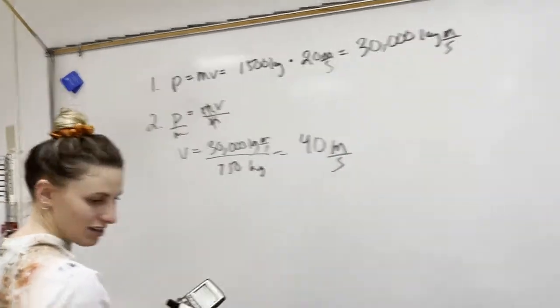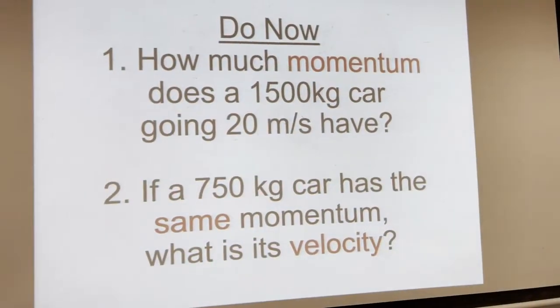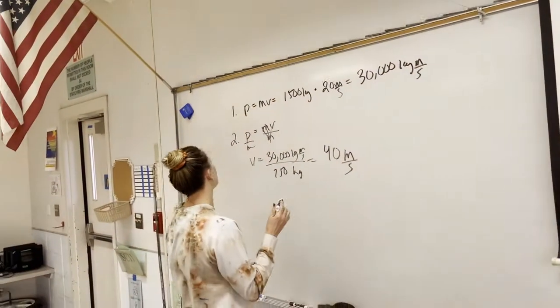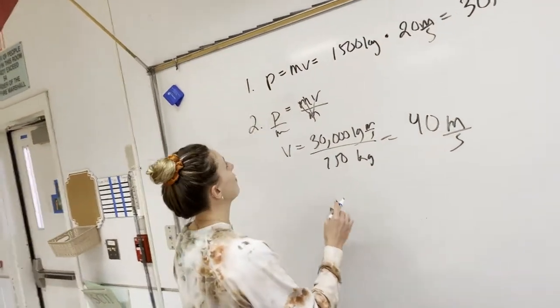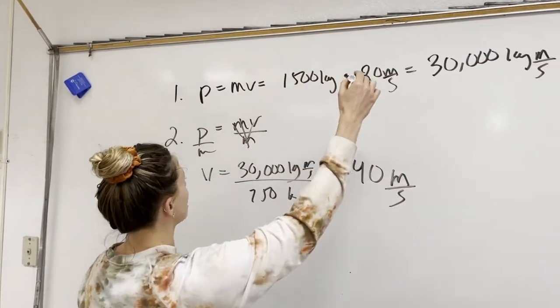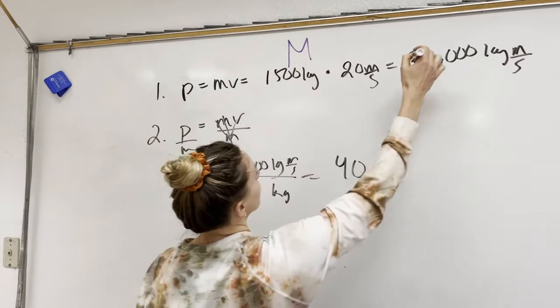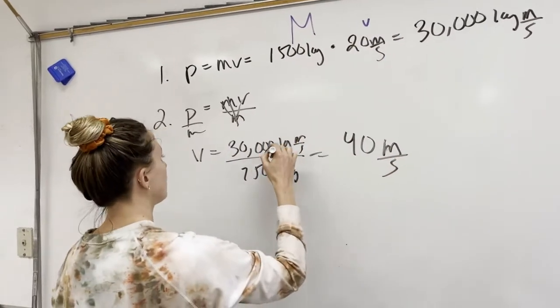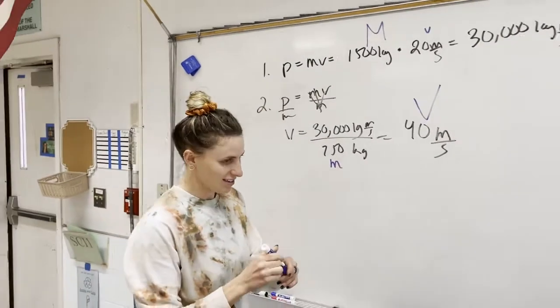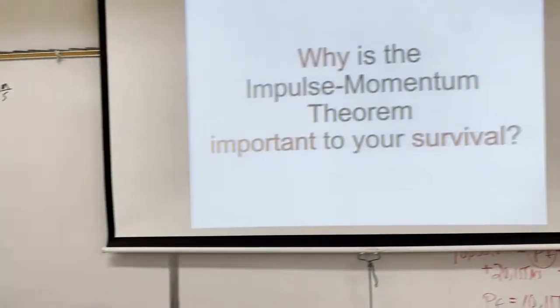Oh, you know what? 750 is half as much as 1,500. So that means it's got to be going twice as fast. So what we have here is big M, little v, little m, big V. That's right. Okay.